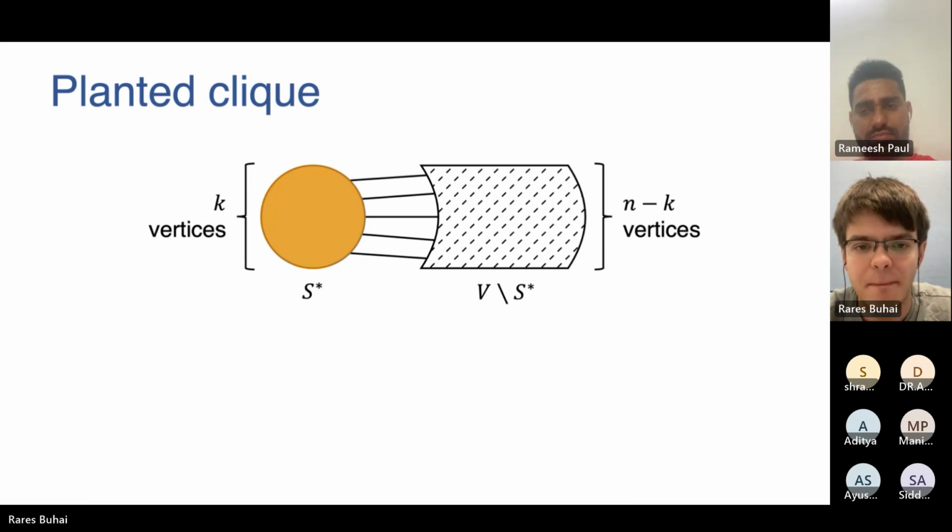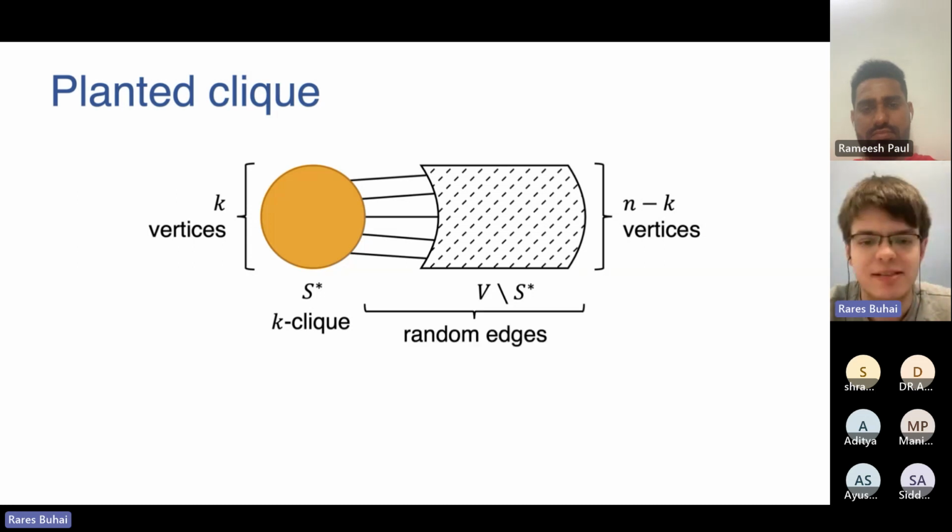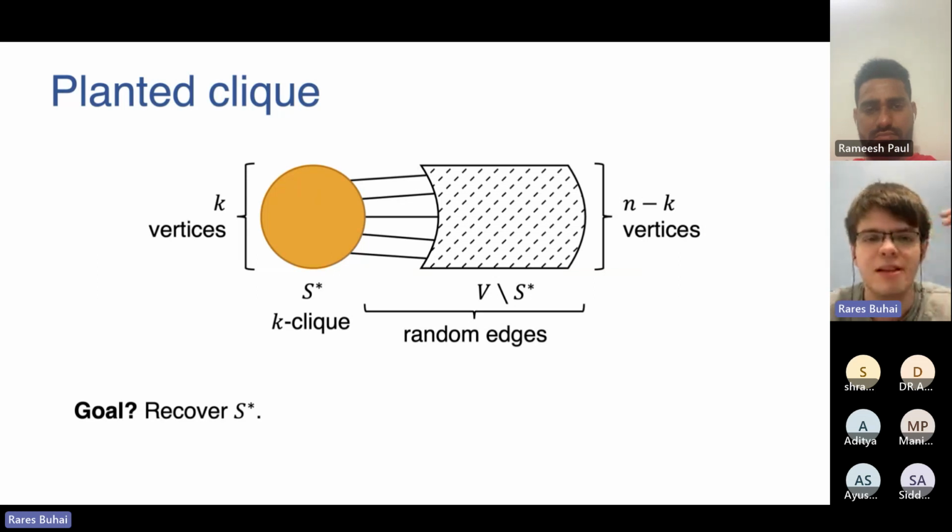And I'm assuming that S star is a k-clique. And then in the planted-clique setting, for the rest, you assume that the edges between S star and V minus S star, as well as the edges in the entire subgraph V minus S star, are generated randomly. So each of them appears independently with probability 1/2. So the goal in this setting is to try to recover S star. So to recover this k-clique, given that everything else is random. And it turns out that how easy or difficult it is to do this depends on how large the planted-clique is, on how large k is.